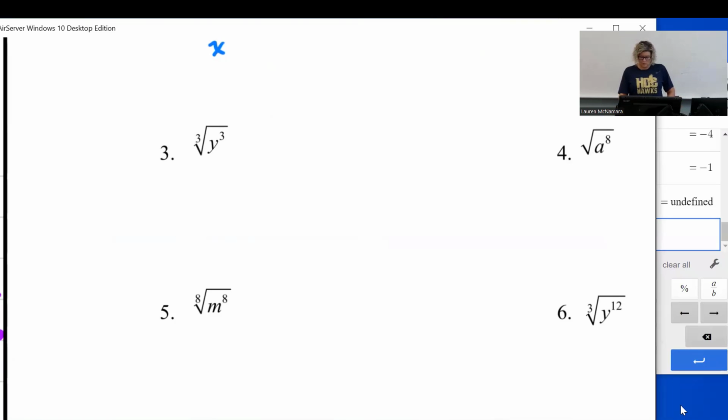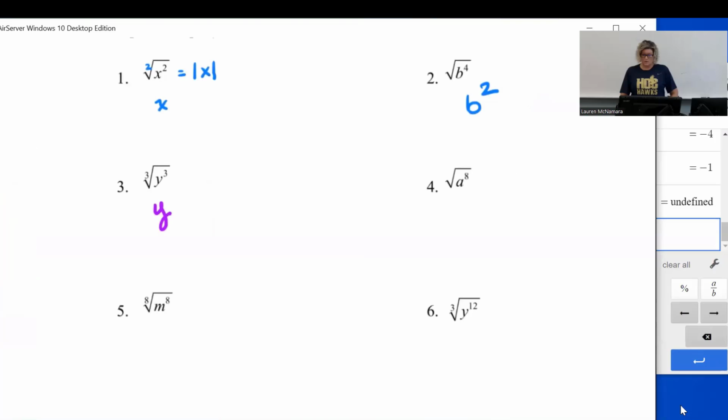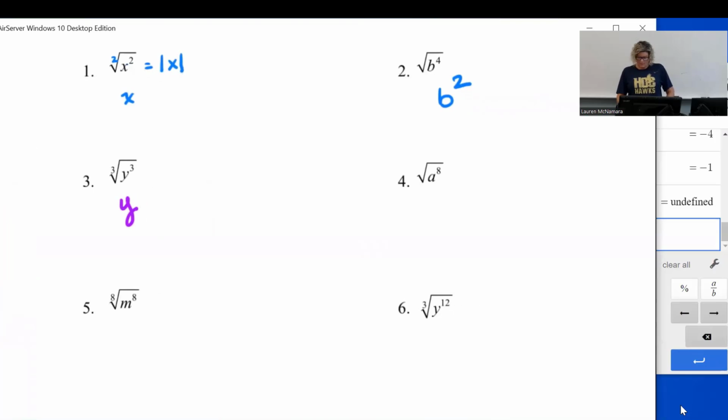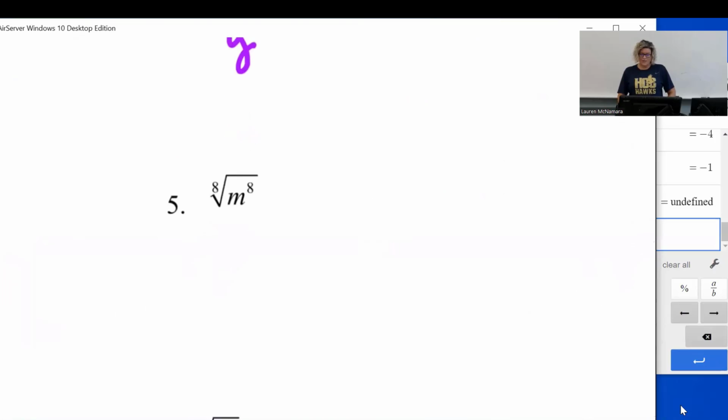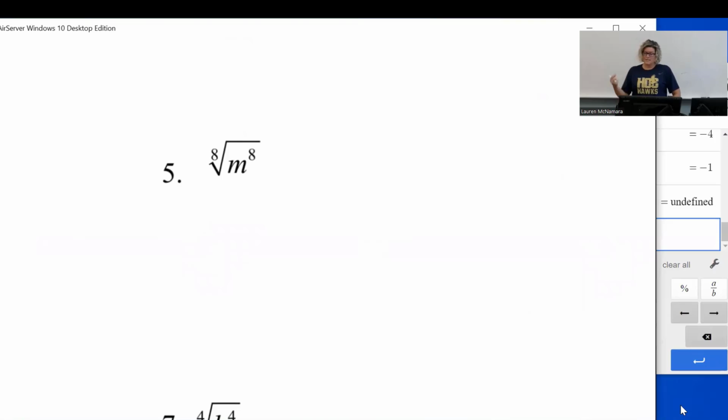All right, looking at number 3, the cubed root of y to the 3rd. What's my cubed root of y to the 3rd? Yep, just y. Now, because none of those are even, I don't even need absolute value. Looking at number 4, I'm taking the square root of a to the 8th. Well, that's going to be a to the 4th. I'm looking for the 8th root of m to the 8th. That's going to just be m. It should really be the absolute value of m, but in your homework, you're just going to write m.